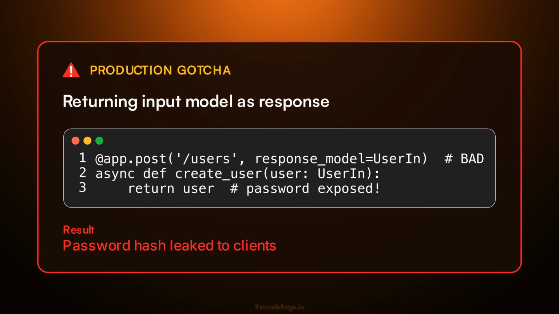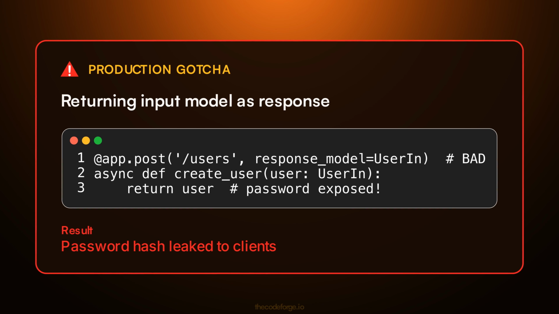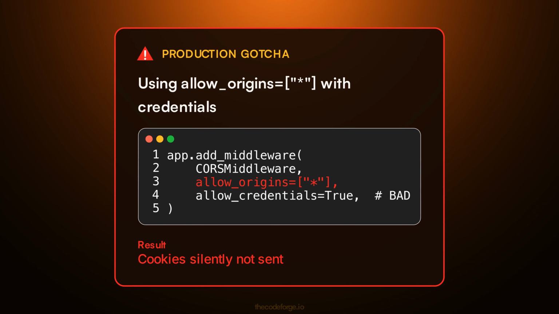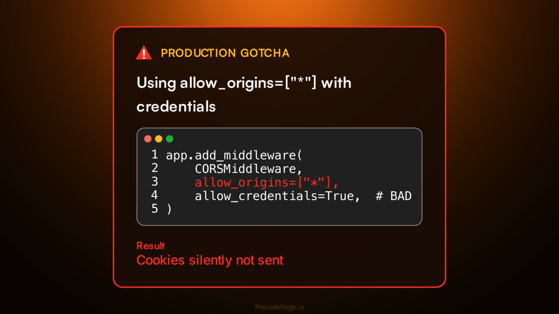Never return the input model as the response model. Always define a separate output schema to avoid exposing internal fields. If you set allow_origins=* with allow_credentials=True, FastAPI silently drops credentials. Your cookies won't be sent.